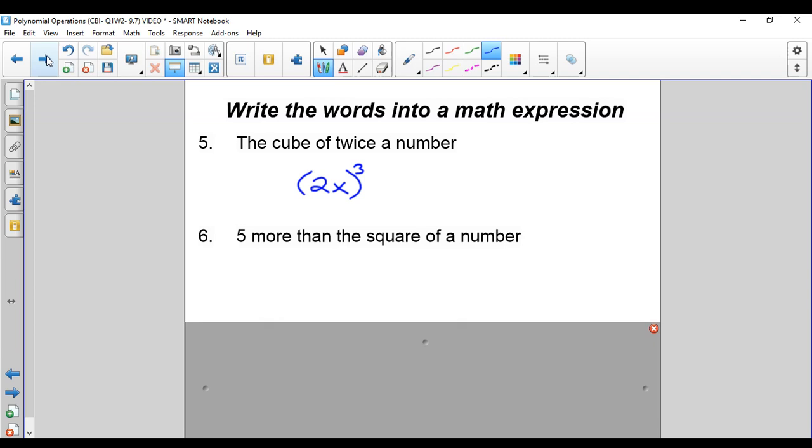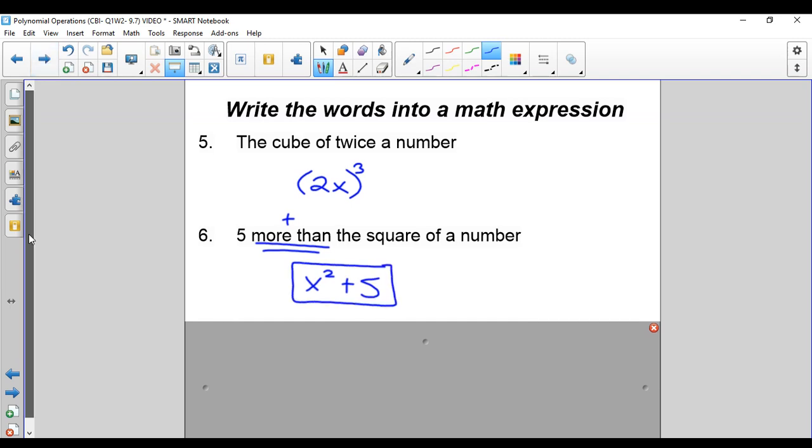We have 5 more than the square of a number. More than we saw in the last slide means addition. Square, similar to what we saw in the last problem, is going to be an exponent. So 5 more than the square of a number. A number is being squared. And then we're going to add 5 to it. So we have x squared plus 5. Next.